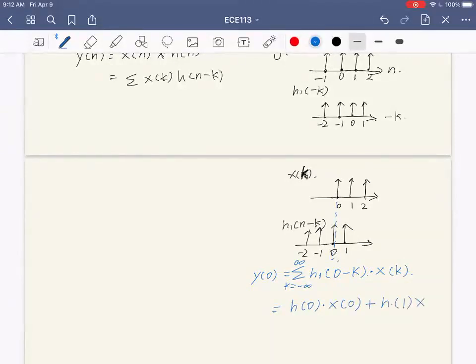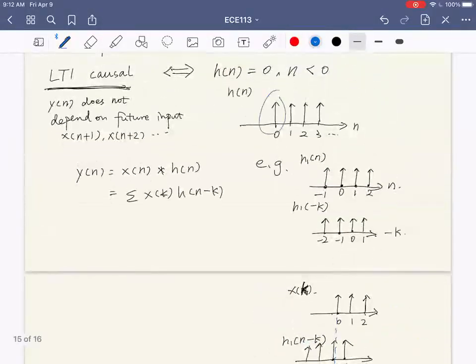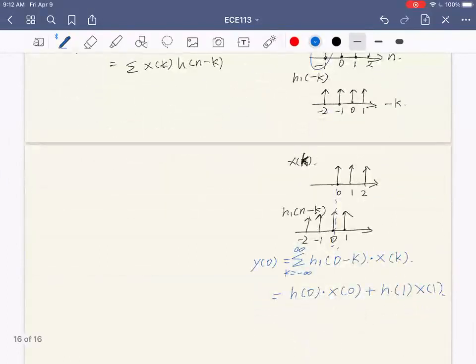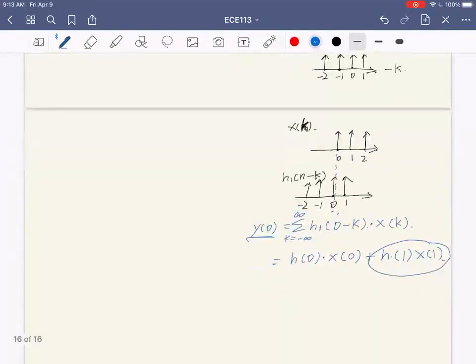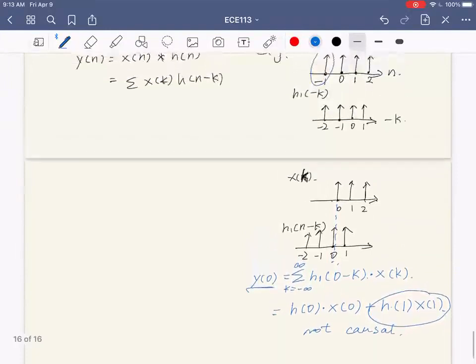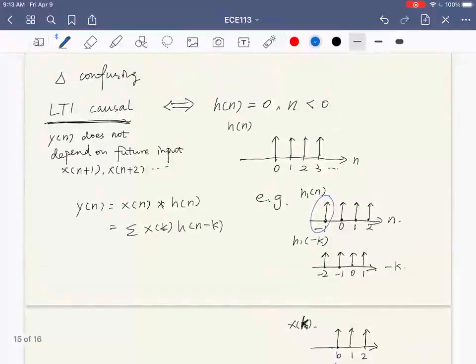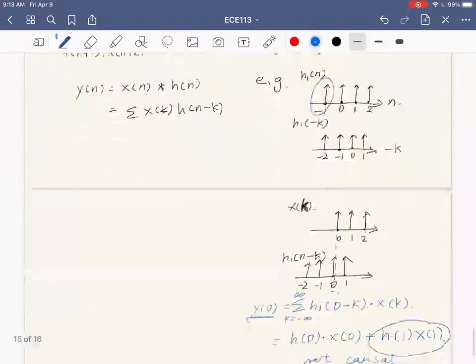h1 times x1. So having a negative part in the original h of n will result in your use of a future input to get the output. And this is not causal, right? So in this way, we can go back and say that our h of n must be 0 when n is smaller than 0. So thanks to Edward. Does it make sense?